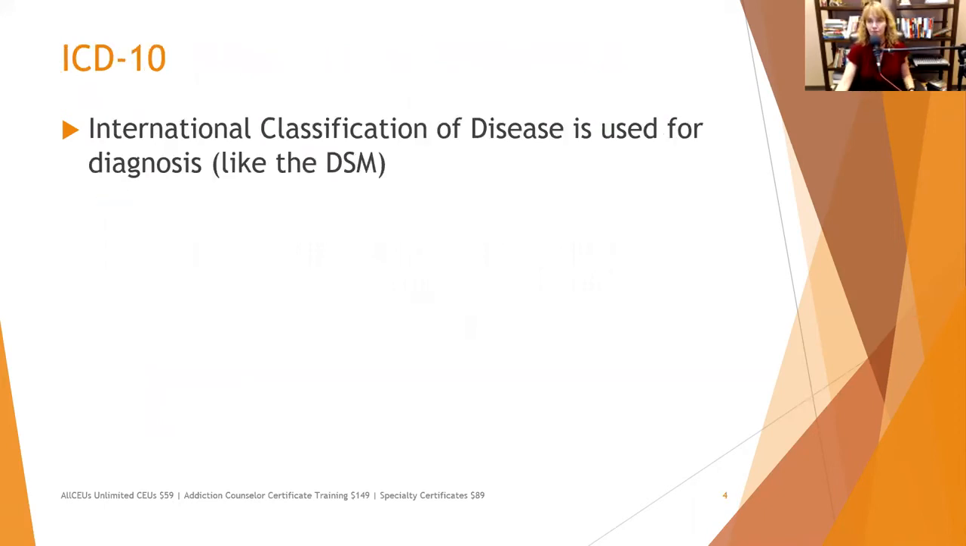The ICD-10 is the International Classification of Disease and is used for diagnosis just like the DSM. It's used more in medical settings, and some insurance providers require that you use the ICD-10 classification. So, if you're getting ready to take your addictions counselor exam, it's important to be able to go online and figure out how to look something up in the ICD-10 because you can find it online.